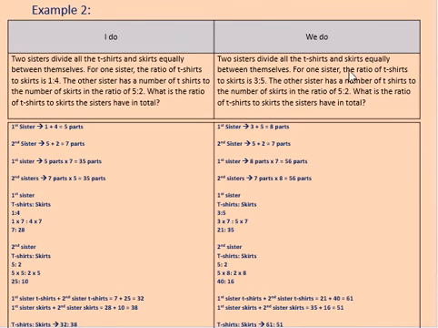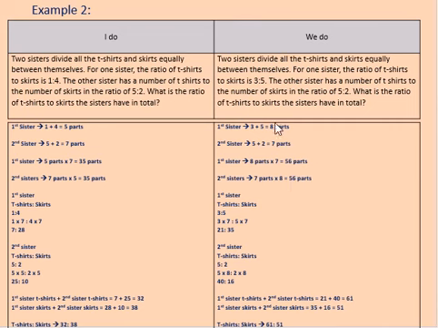Okay, so again we've got two sisters, t-shirts and skirts. For one sister it's 3 to 5, t-shirts to skirts. The other sister has 5 to 2. So again, first step, add up both ratios. So for sister 1 it's 3 plus 5 which equals 8. For sister 2 it's 5 plus 2 which equals 7. So we need to find the lowest common multiple of 8 and 7. So the easiest one is going to be 56.